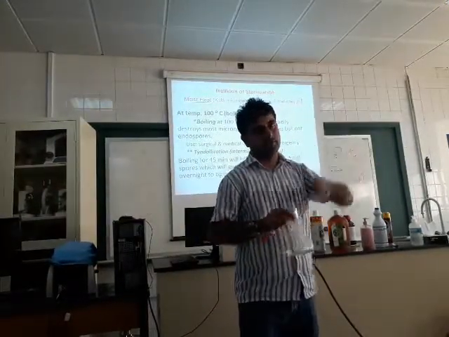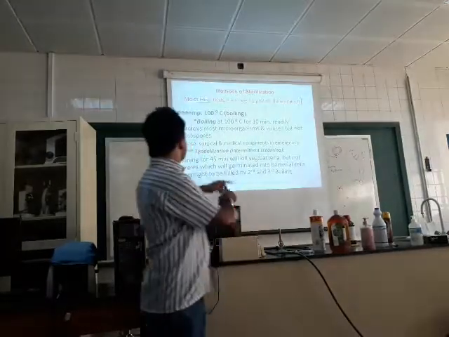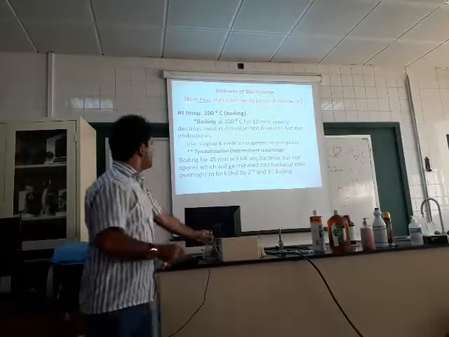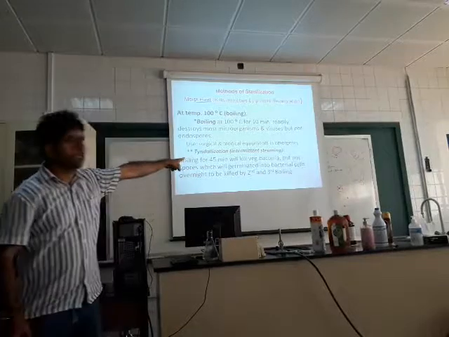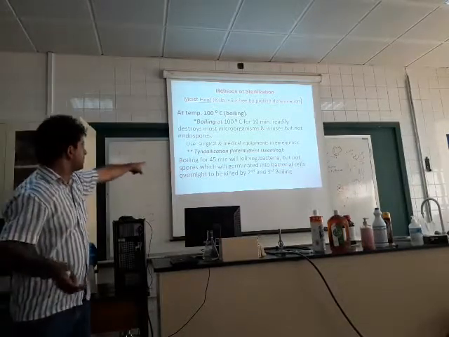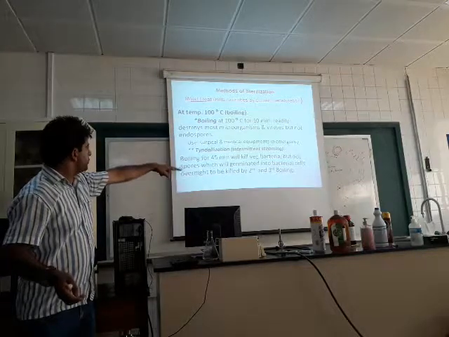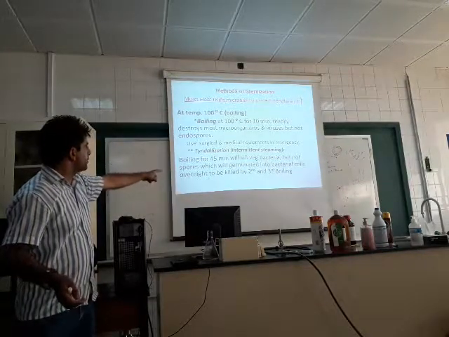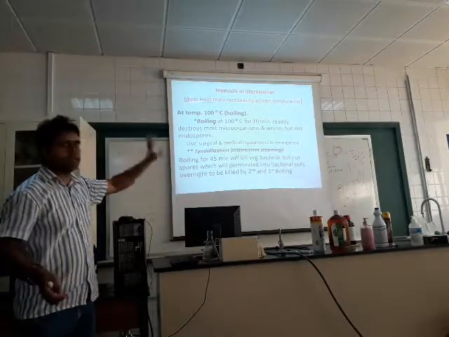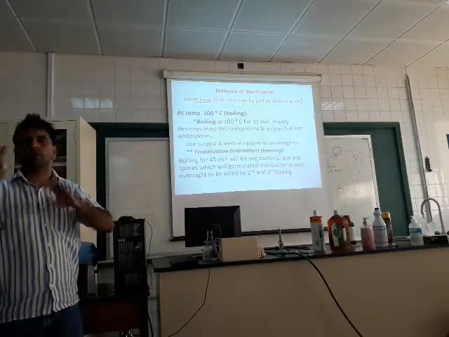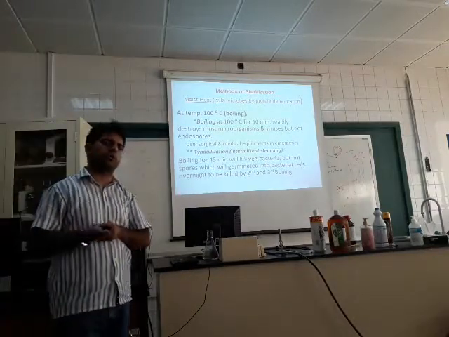Boiling for 45 minutes will kill the vegetative bacteria, but it cannot kill the spore, which will germinate into a bacterial cell overnight and be killed by the second and third boiling. So second and third boiling means 2 to 3 days. You have to repeat the procedure 2 to 3 times.